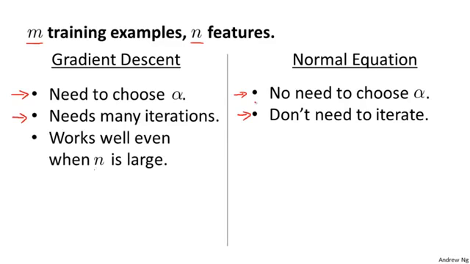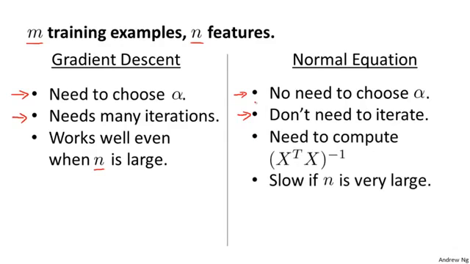Gradient descent works pretty well even when you have a very large number of features. So even if you have millions of features, you can run gradient descent, and it'll be reasonably efficient, and it'll do something reasonable. In contrast, the normal equation, in order to solve for the parameters theta, we need to compute this term, X transpose X inverse. This matrix X transpose X is an n by n matrix, where n is the number of features, as you can see by looking at the dimensions of X transpose and X.